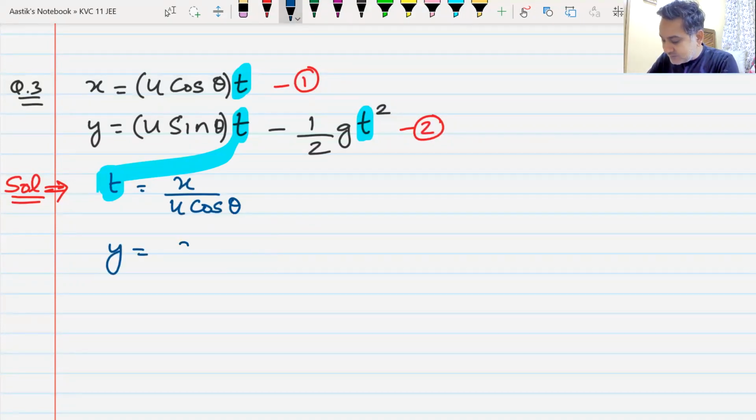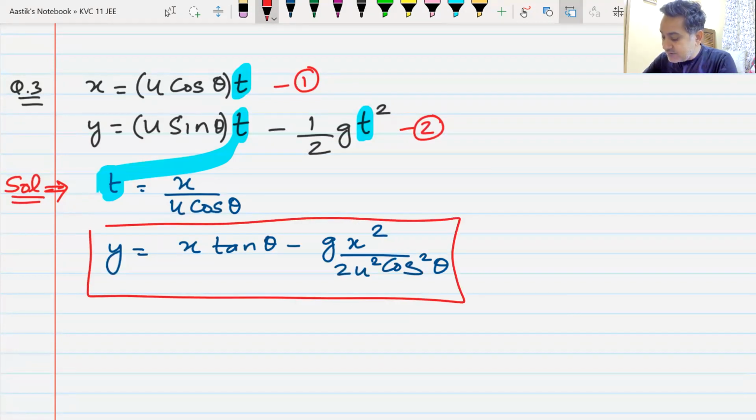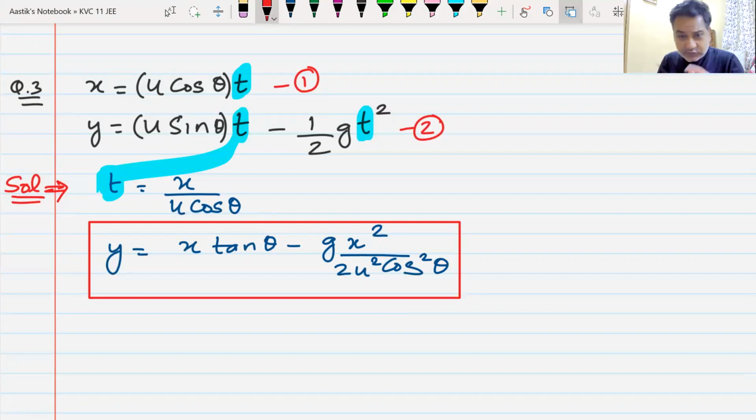What answer am I going to get? I am going to get this answer. y is equal to x tan theta minus g x square by 2 u square cos square theta, and that is my equation of trajectory in this case. And this equation we are going to see very soon in projectile motion. This is actually the equation of a parabola.